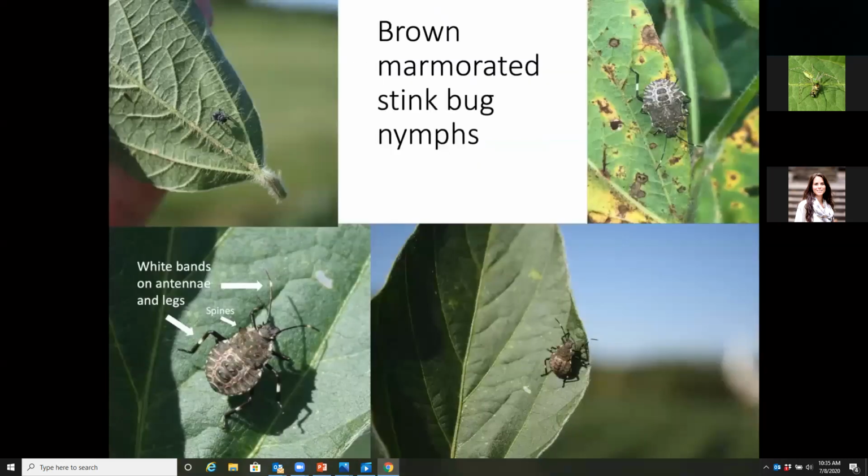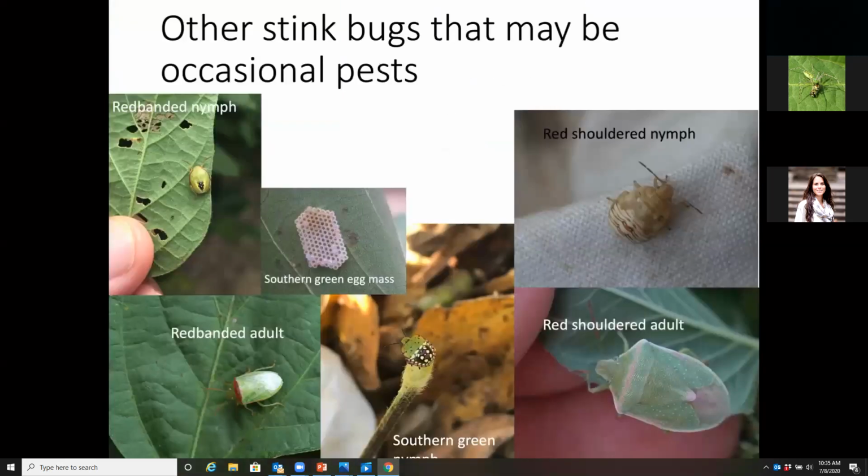Late instar immatures are black or gray in color and have noticeable white bands on the antennae and legs. The bodies look rather thin and flat to me. They also have spines along the shoulders, and they look very different from green or brown immature stink bugs. Now, other plant-feeding species that may be present in our Tennessee soybeans include the red-shouldered stink bug and the dusky brown stink bug.